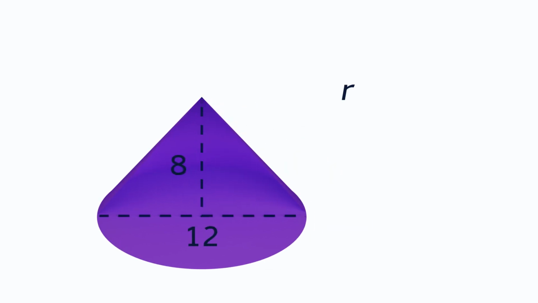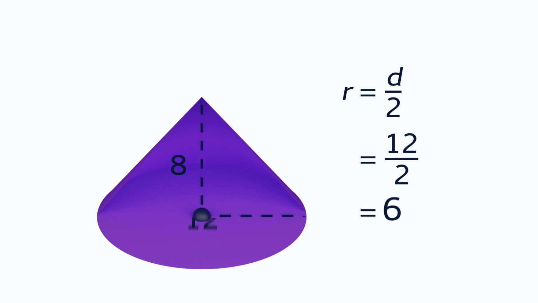You want to find the volume of a circular cone where the diameter of the base is 12 and the height equals 8. First, you find the radius, which is half the diameter. Dividing the diameter 12 by 2, you get 6. This is the radius of the base.